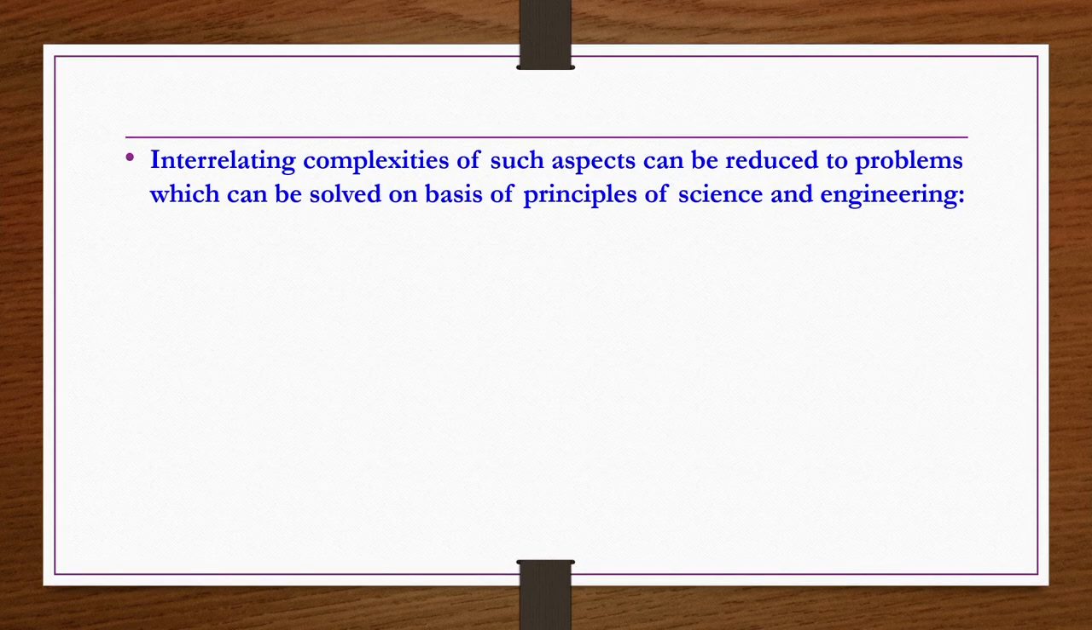So the interrelating complexities of such aspects can be reduced to problems which can be solved on the basis of principles of science and engineering. Again, as long as it is related to chemical plants or chemical industries, there are so many basic principles from the science point of view as well as the engineering point of view. Covering all of them, even a short description, is not possible and is out of this course.